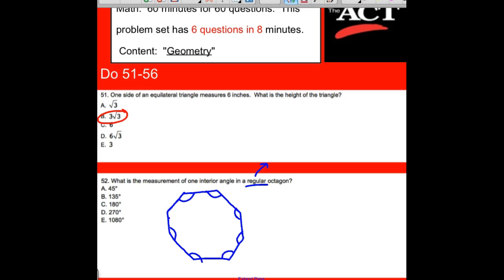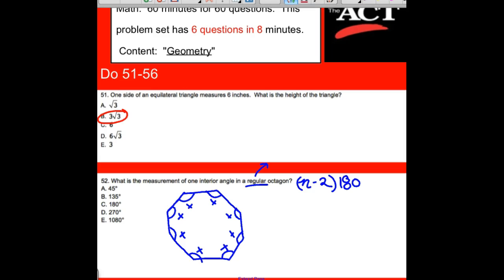To find the measure of one of them, I need to know what they all add up to. And there's a formula for it, but maybe you forgot that from geometry. I'll put it on here, but you take the number of angles minus 2, or number of sides minus 2, times 180, and that gives you what they all add up to. So that would give you what? X plus X plus X plus X plus X plus X plus X, what all of those add up to.